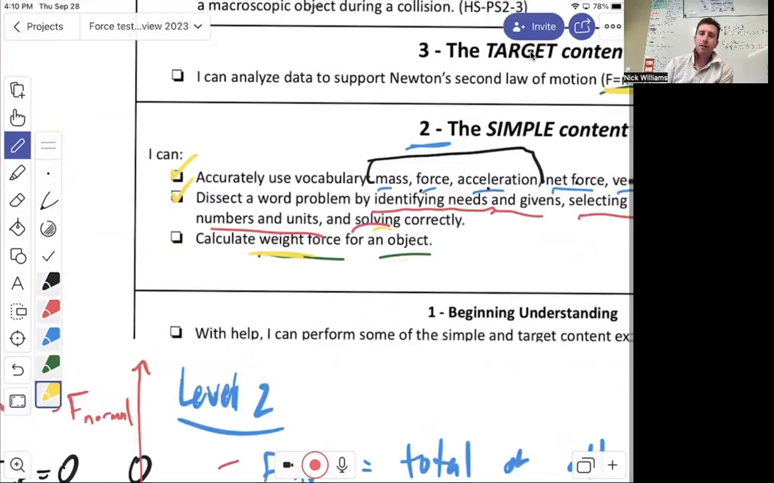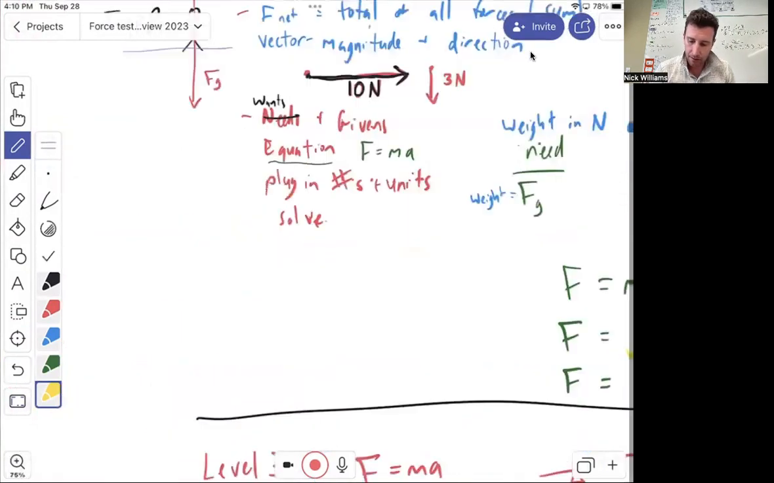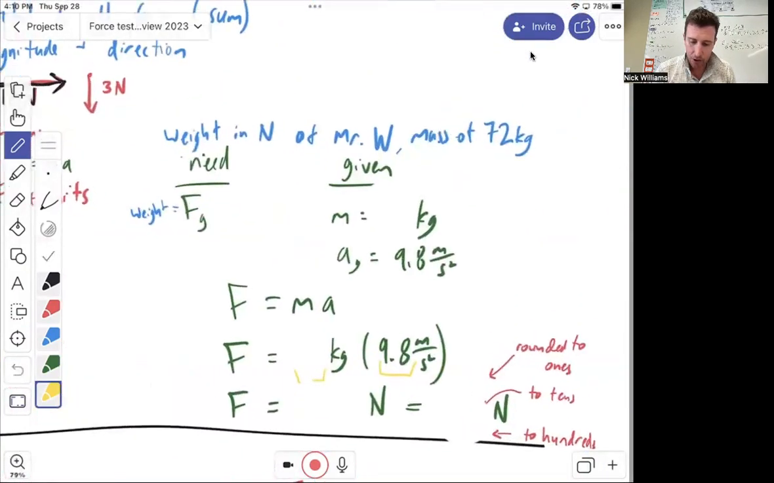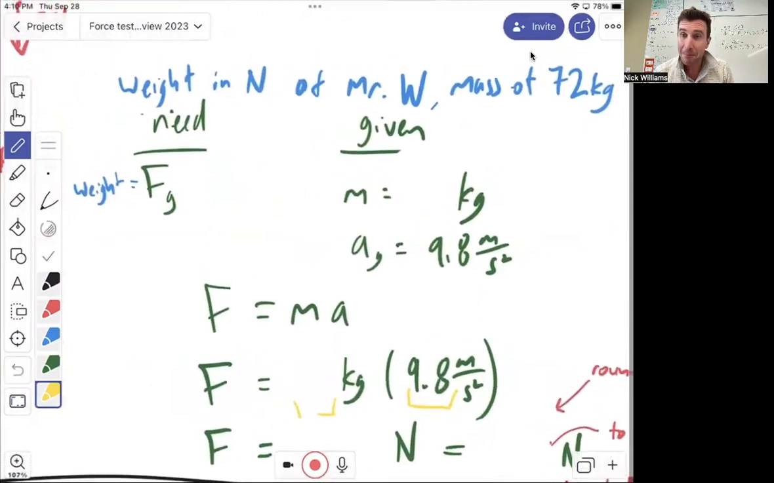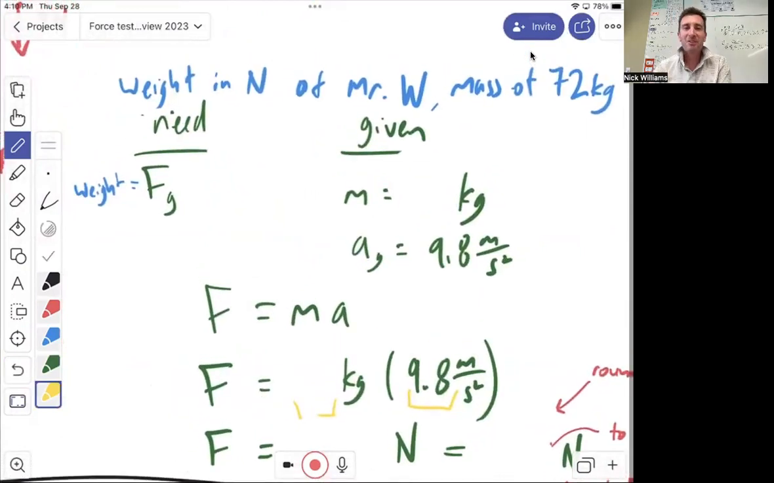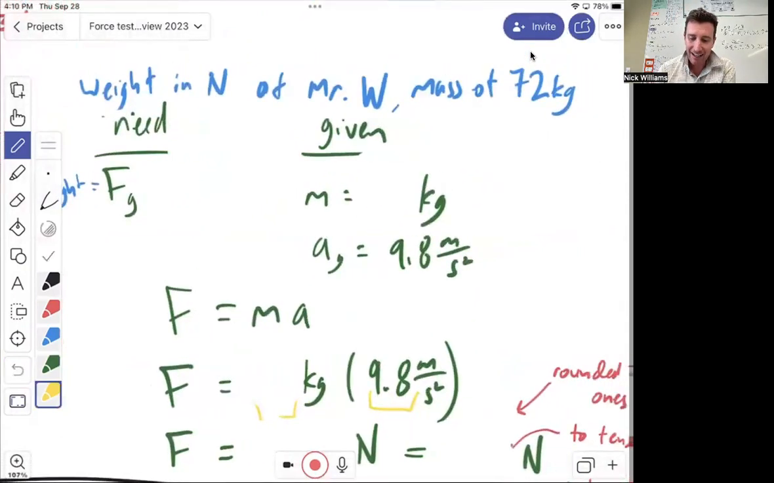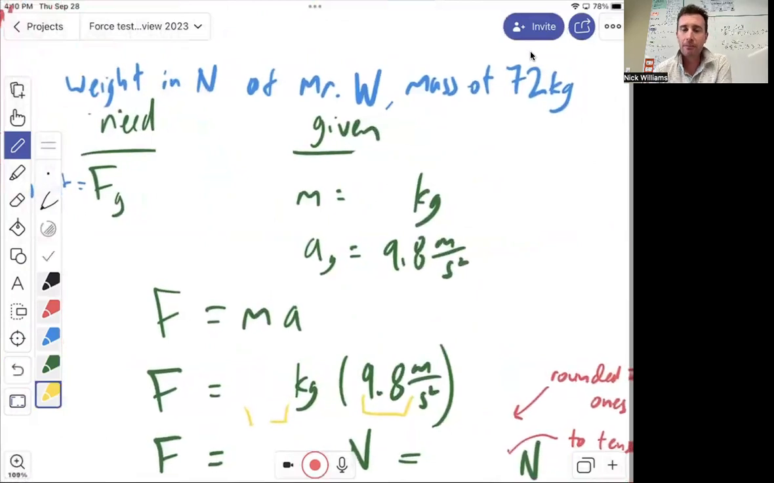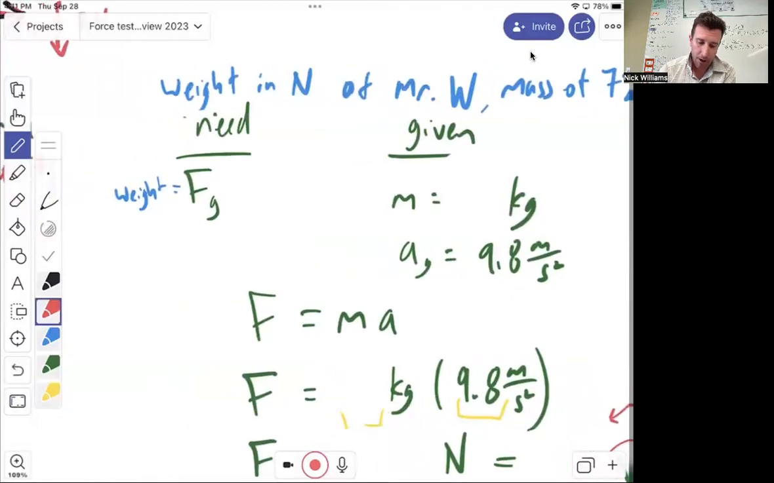And then finally, the third simple thing is to calculate the weight force for an object. So when calculating weight, let's do an example of that. Let's choose my favorite object. So we're going to find the weight in newtons of Mr. Williams. And today I have a mass of 72 kilograms. So my total body mass is 72 kilograms.